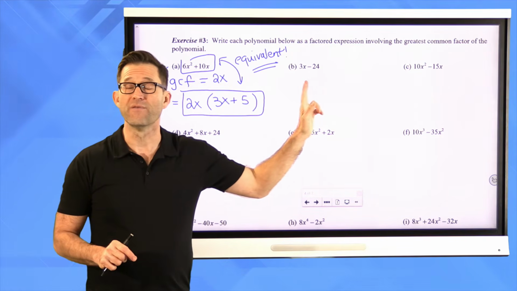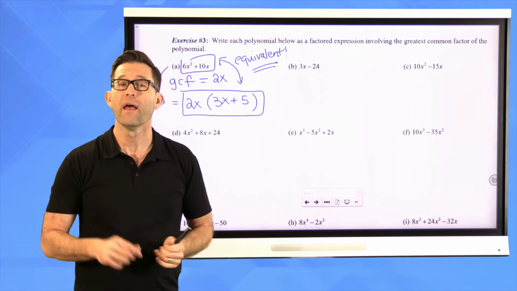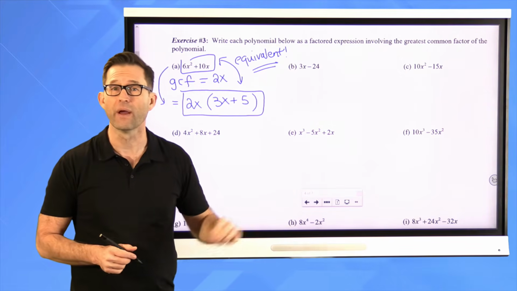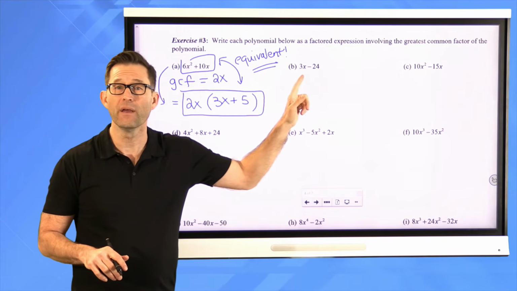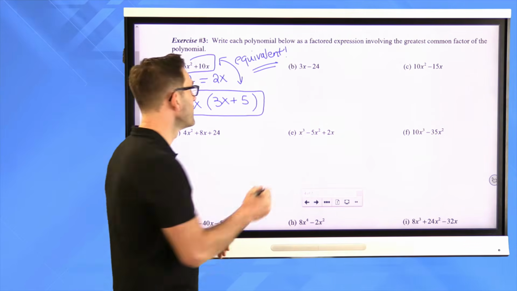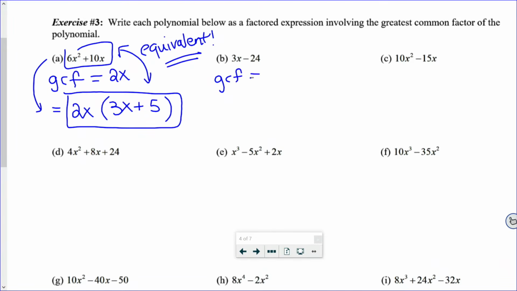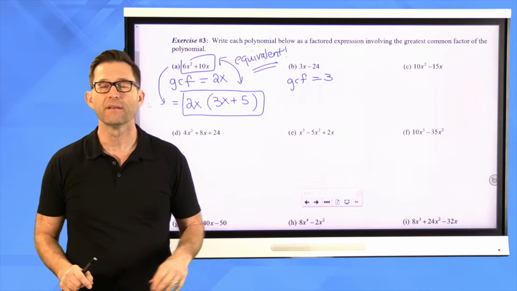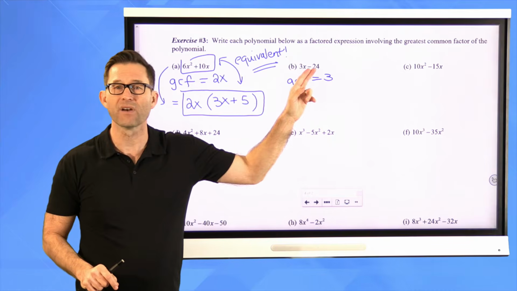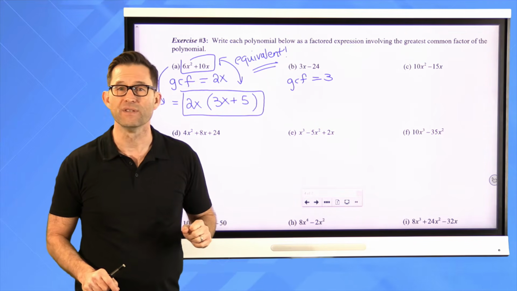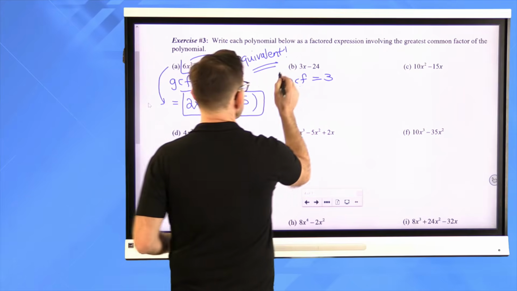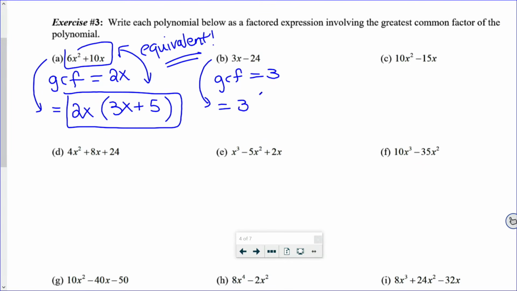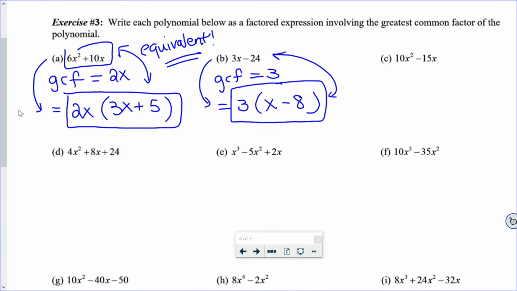All right, let's do one that's very simple. 3x minus 24. That's one that you've probably done in previous grades, right? First, the GCF. I look at 3, I look at 24. The biggest number that divides into both of them is 3. And since the 24 doesn't have an x on it, there is no variable in the GCF. I can now say that 3x minus 24 is equal to 3 times, it would have to be x, and then it would have to be minus 8. 3 times x minus 8 is the same as 3x minus 24.